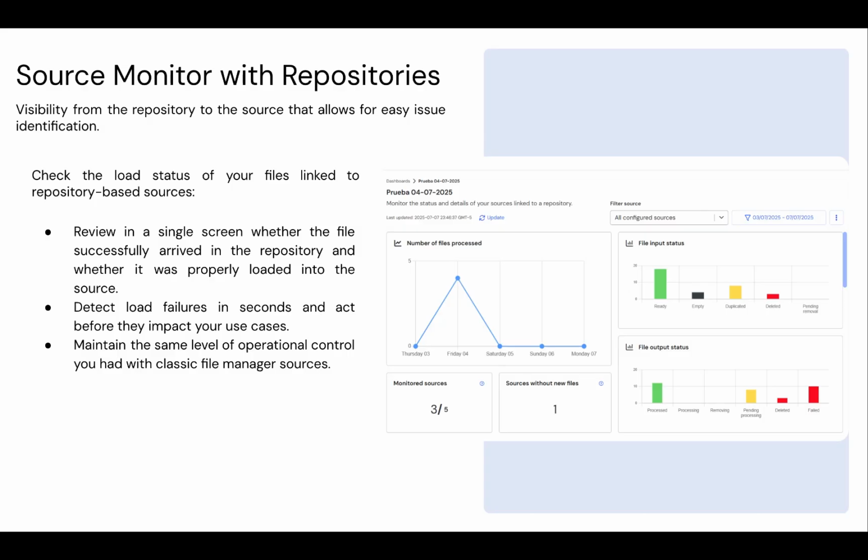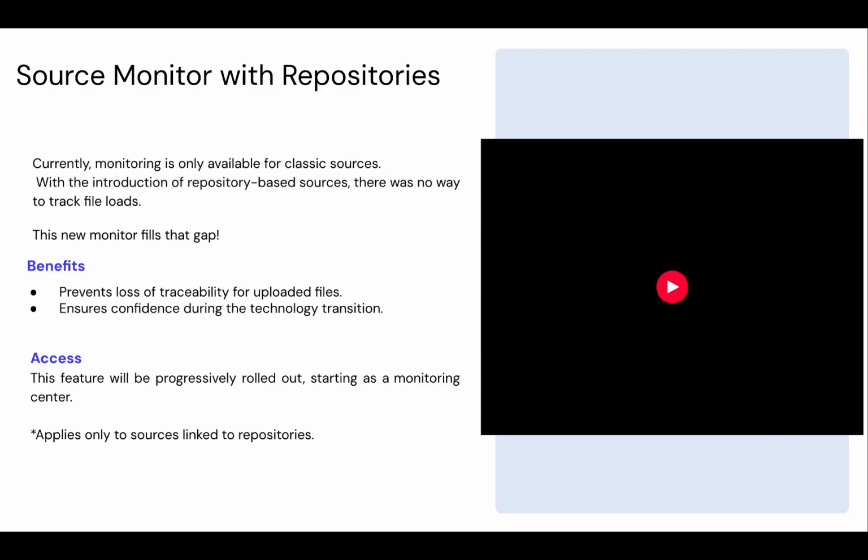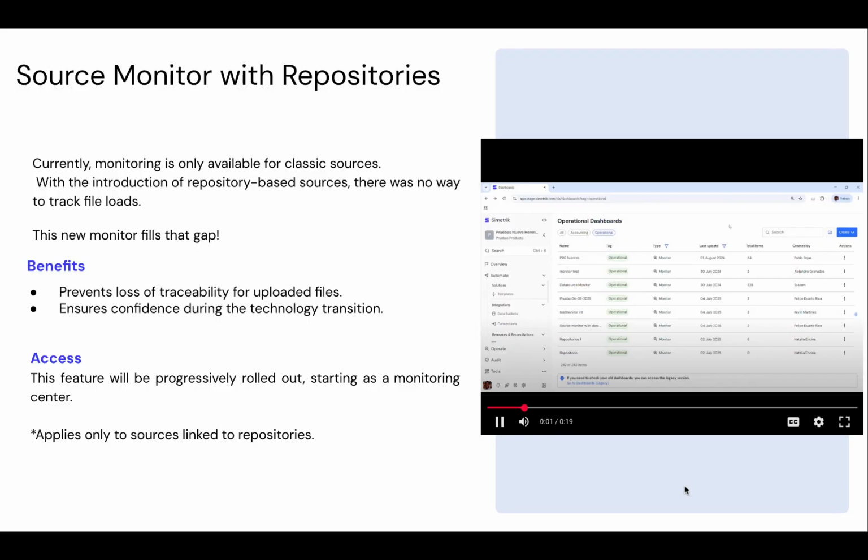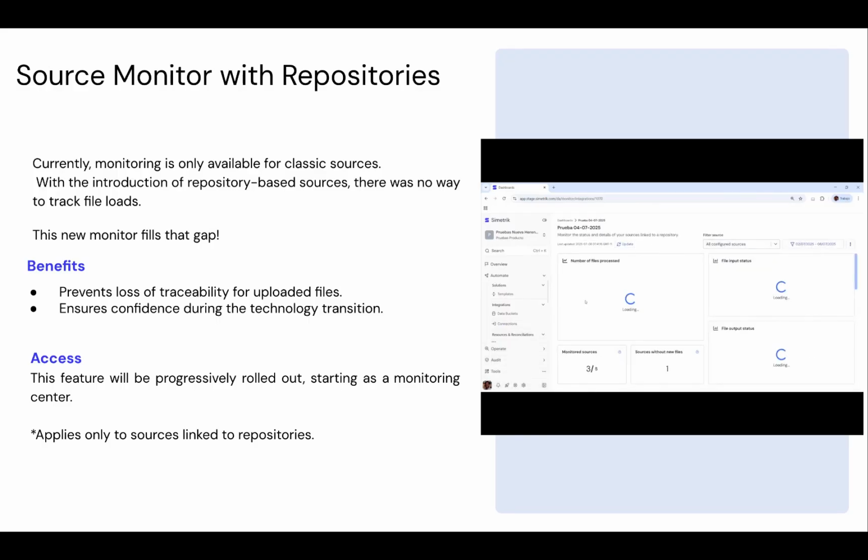It covers both input processing to the repository and output processing to the source. So if you have files that are duplicates, empty, or failed, the goal of this monitor is to give you a centralized view where you can quickly identify where the problems lie across your different use cases.